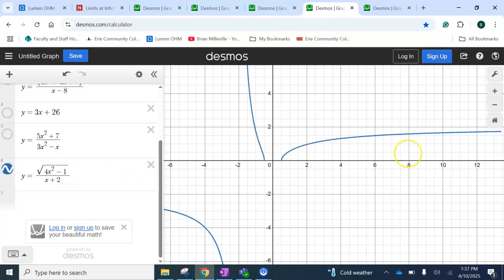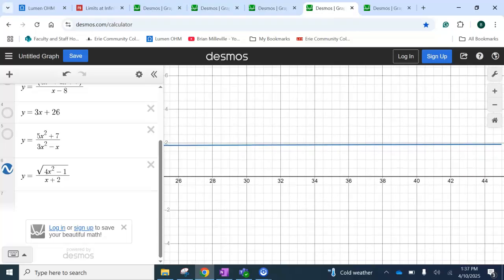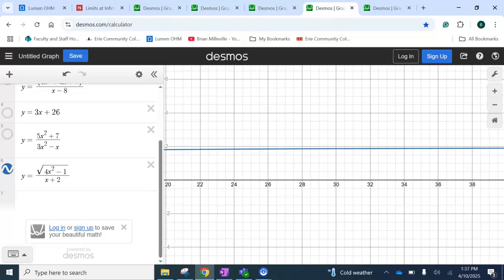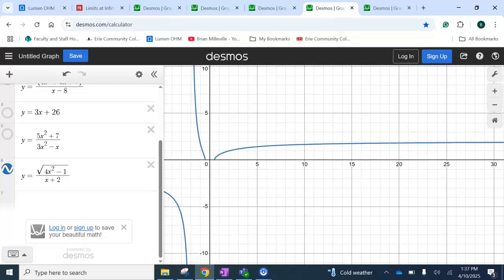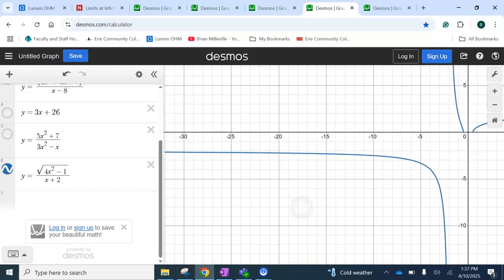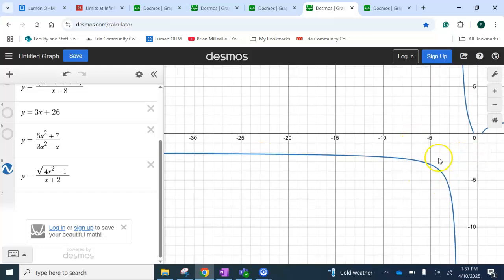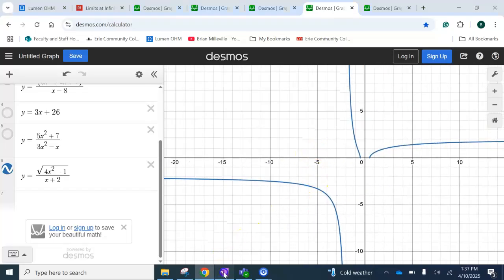But as we go and pan to the right, it seems like it's getting closer and closer to a fixed value. What value are we talking about? We can hopefully see that right here. That's 2, right? So it seems like it's getting closer and closer to 2 as we go to the right, and as we go to the left, it seems like we're getting closer and closer to negative 2. And that is going to be the case. We're going to show that explicitly here now.